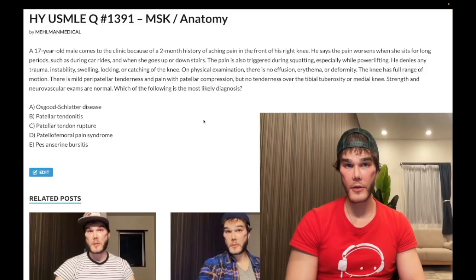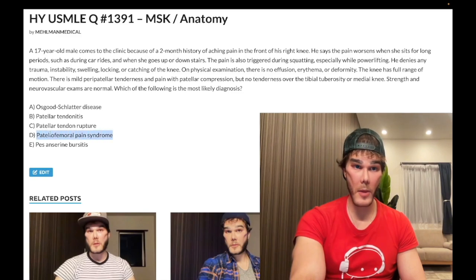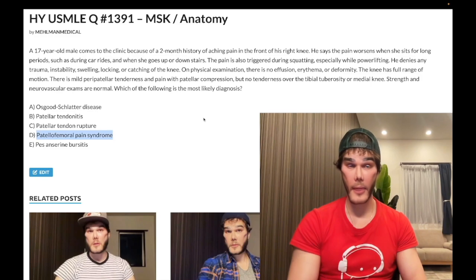How's it going, guys? Difficult question, MSK anatomy for the different steps. Our correct answer is patellofemoral pain syndrome. I'm going to tell you exactly what you need to know for the exam so you don't mess this up. You ready? You're going to get a 10-line massive paragraph about knee pain. You have no idea what's going on.